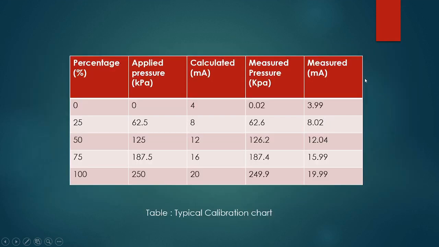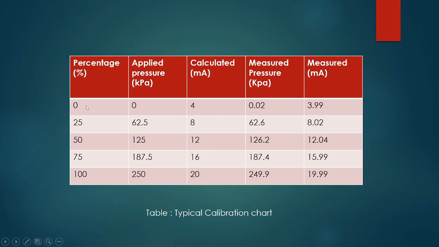We also need a typical calibration chart that is normally provided by the manufacturer. The calibration chart you see in front of you shows the 5 different pressures that are to be applied and the respective output in milliamps that will be given by the pressure transmitter. Now, this is basically 5 different steps involved in the test.